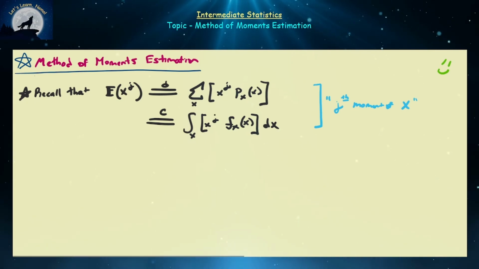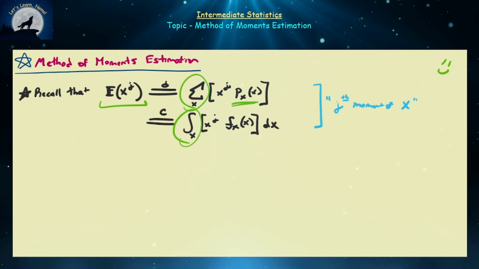Recall that the jth moment of x, commonly abbreviated by E of x to the power of j, in the discrete case is the sum across all values of x in the support of your PMF, p of x, of x to the j times its PMF. And for the continuous case, we integrate over the support, say from minus infinity to infinity, of x^j times the probability density function f_X of x. Since we're only going to be working with finite samples most of the time, we're going to be primarily focused on the discrete definition of the jth moment of x.